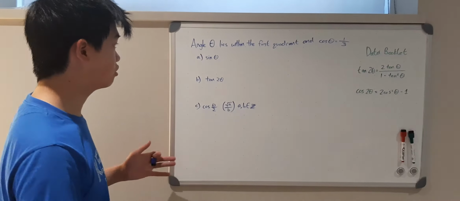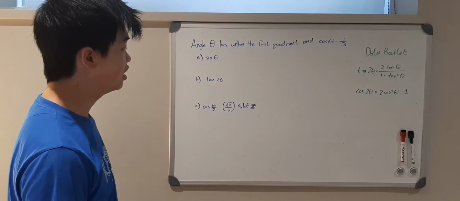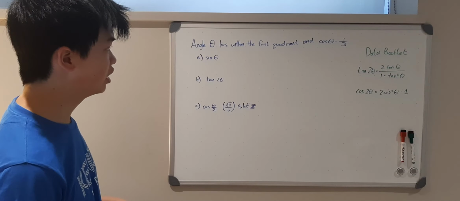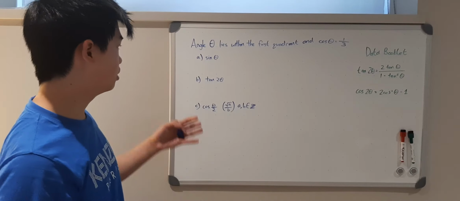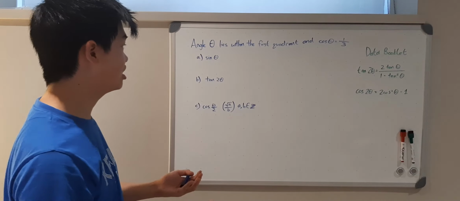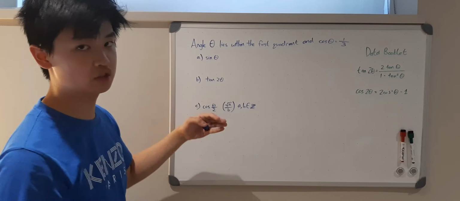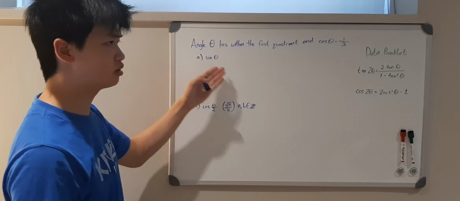Hello, so we have a question here where angle theta lies within the first quadrant and cosine theta equals 1 over 3. So first, this isn't an angle we're familiar with, and looking at these questions, you can already see that we most likely do not have to solve for theta. So how do I solve this without solving for theta?